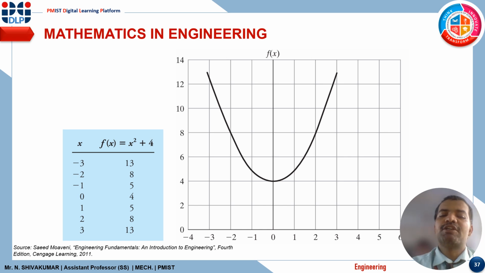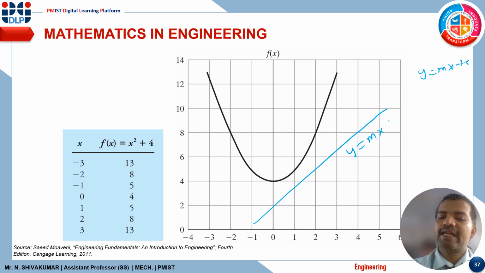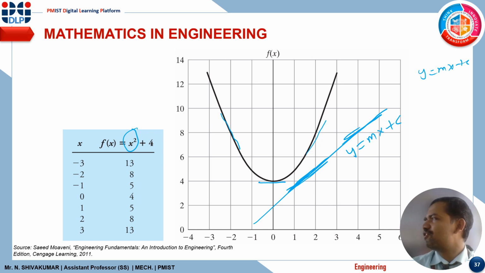Similarly, the second example equation is x square plus 4. We have y equal to mx plus c, that is a straight line, so the slope is constant throughout. Here also same slope, here also same slope. But when you go for a slightly higher order polynomial like x square plus 4, here the slope is changing, here the slope is changing. Similarly, the slope is changing with respect to each point. That is the key understanding. All of you understand?